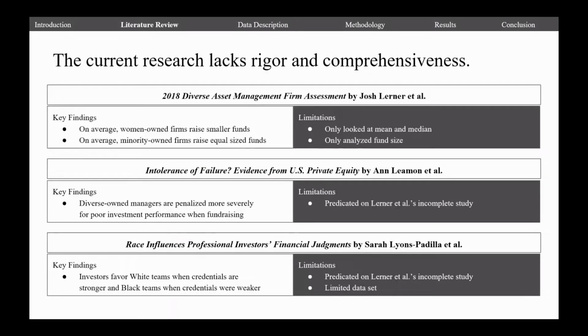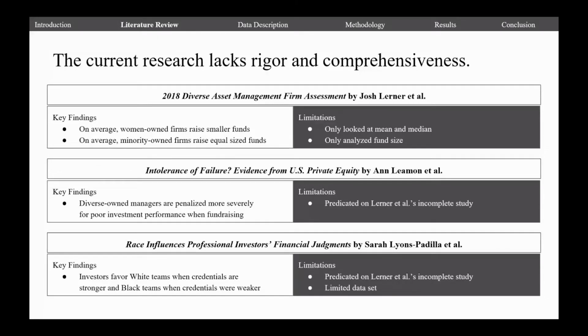Here we see the findings and limitations of what we found to be the 3 most relevant studies to our research. We start with Josh Lerner et al.'s 2018 Diverse Asset Management Assessment. Lerner et al. found that women-owned firms raise smaller funds on average, while minority-owned firms raise approximately equal-sized funds as their counterparts. However, Lerner only examined the mean and median without controlling for outside factors that affect fund size. Furthermore, Lerner only looked at fundraising performance through the lens of fund size, rather than taking into account initial goals and subsequently funds' achievements of these goals.